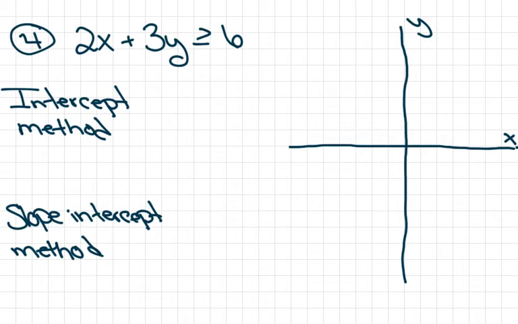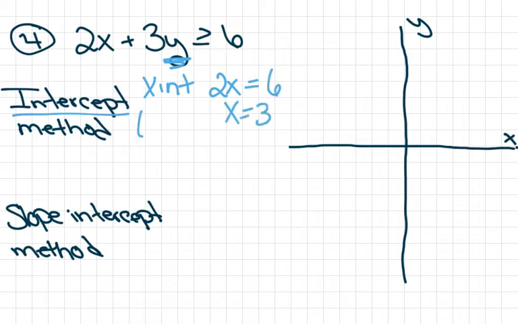So if I'm going to do finding intercepts, if I find my x-intercept, I would have 2x, my y again we fill in with 0, so that would make it just equal 6. So I'm going to get an x-intercept of 3. Written as a coordinate point, it'd be (3, 0). Put that on my graph.